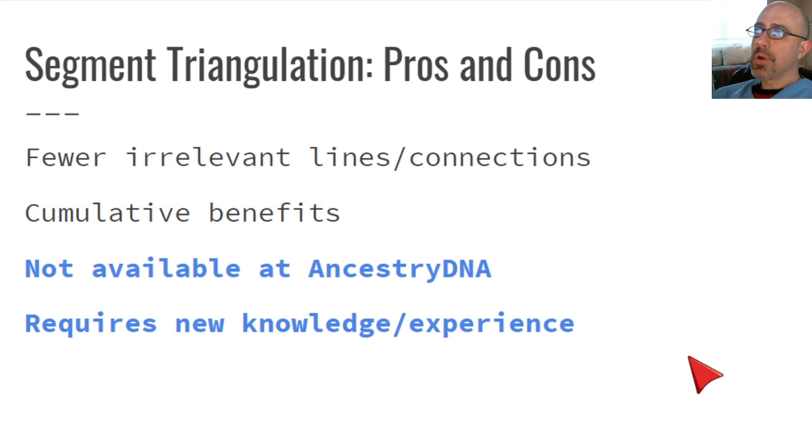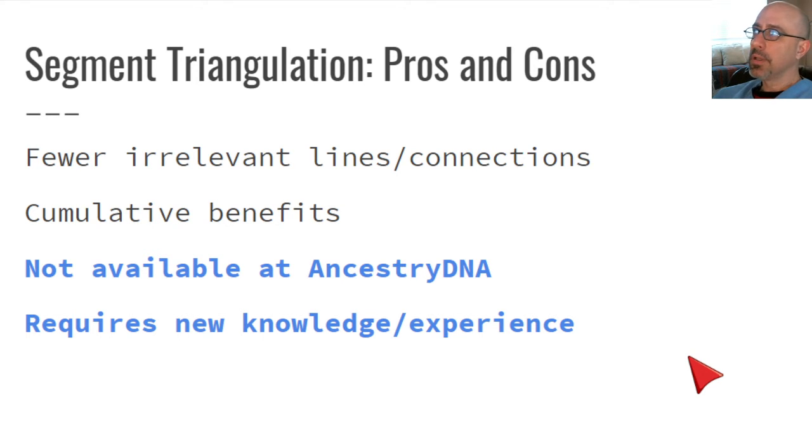So some segment triangulation pros and cons, benefits of triangulation. You really focus like a laser on one specific line, one specific shared ancestor, one specific shared ancestral couple. The irrelevant lines and the complicated mess that you can get with match list triangulation, all of that is a lot easier. A lot of that just melts away. And these benefits are cumulative over time, as I mentioned. As you learn more, you become better at it, and as you accumulate information, your research moves faster and faster.